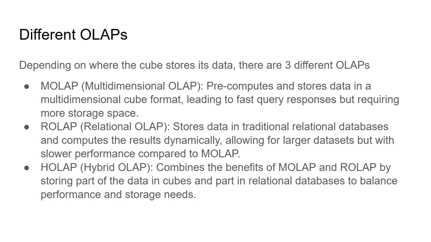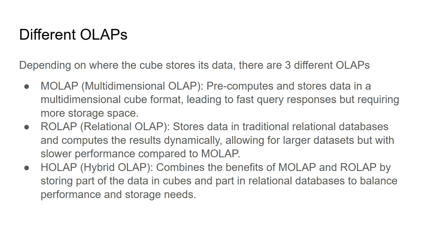The fundamental functionality of OLAP is data analysis. Depending on where the cube stores its data, there are three different OLAPs. You can store the cube data inside your system, which is called MOLAP, multi-dimensional OLAP. You gather data from the data warehouse, pre-compute it, and store it in the multi-dimensional cube format, right? This is exactly what we just talked about with labels and indexes. This will provide you with a fast query response, but it will definitely require more storage, because you are basically rebuilding the data and re-indexing it with all the labels.